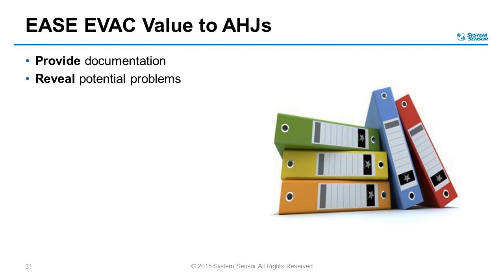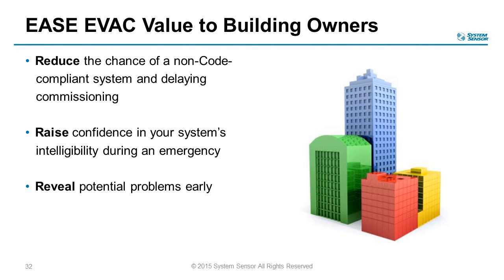The third group that it's important for are the building owners themselves. It allows them to see the opportunity of non-code compliant systems that might delay commissioning and prevent the building from opening on time. It raises confidence in the intelligibility that is going to be available during an emergency, and again allows them to see problems early, when decisions can be made about what the systems ought to be.